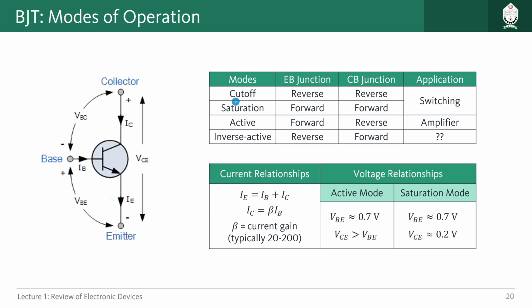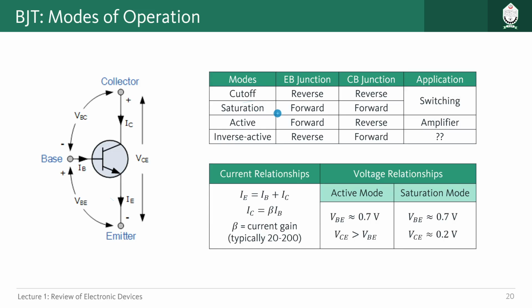Cutoff mode is whenever we have both of the junctions reverse biased, because both of them are turned off and no current is flowing through here. So this is cutoff mode, and no IC current or IE current is actually flowing in this path.